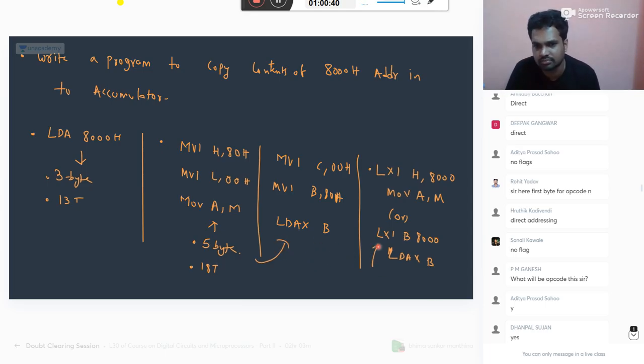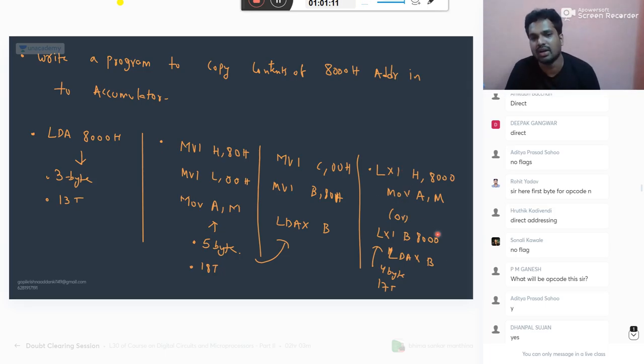Here, this I have not discussed, so I am just giving it to you, just remember. I will explain that. It is 4 bytes. This is 3 plus 1, 4, and also it is 3 T states, and this is, sorry, 10 plus 7, 17 T states. Forget about it now. We will discuss this next, don't worry.